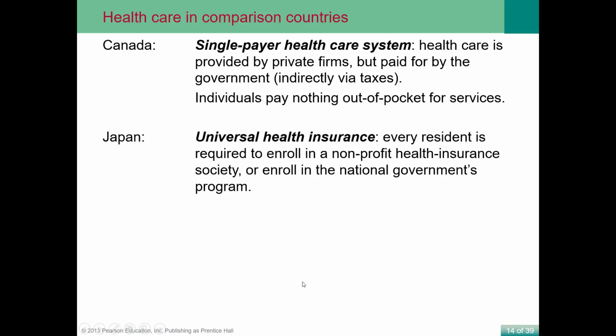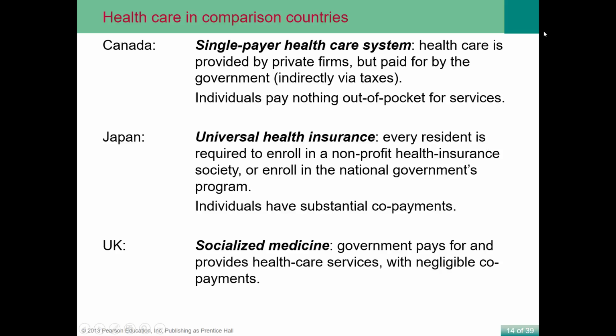In Japan, they have universal health insurance. Every resident is required to enroll in a nonprofit health insurance society or in the government's national program. But they also have, most of the hospitals in Japan, I believe, are private. Individuals have substantial copays, though. So they're pushing back and putting some of the burden on the individual. It's not all paid for by taxes, but it's required that you enroll in one of the programs.